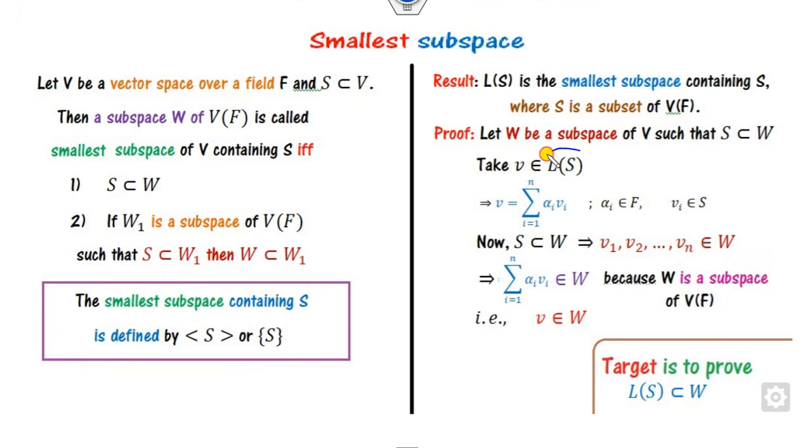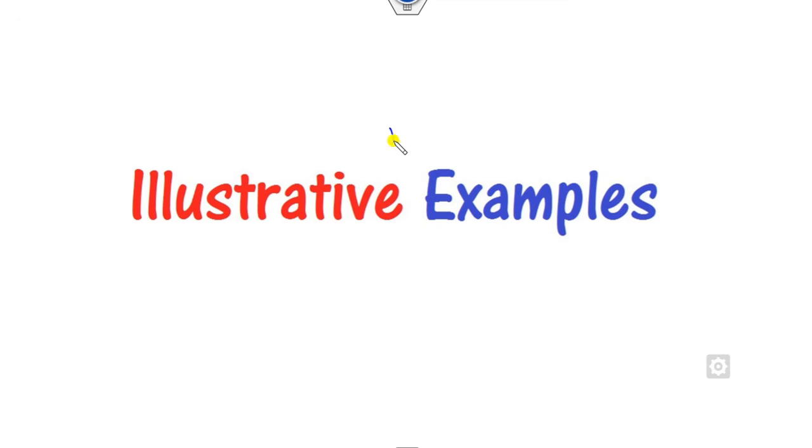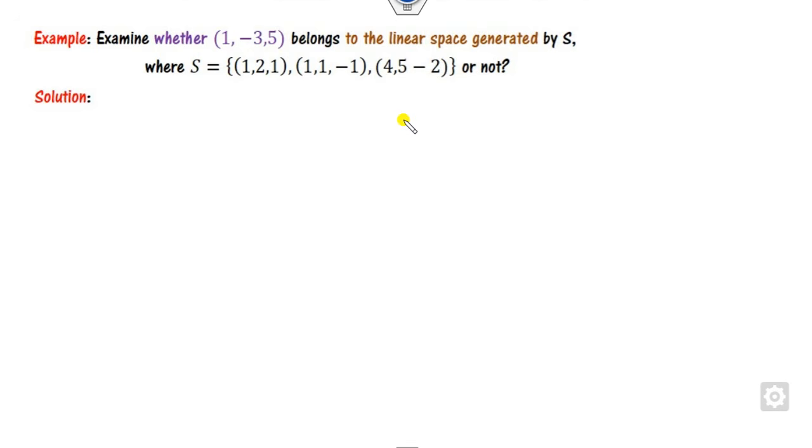So what is the meaning of that? If I start from here, you will get this value. It means L(S) is nothing but my W. So this is the definition for it. Here W1 is nothing but my W. So it means L(S) is the smallest subspace of that. Look at that, there are more examples so that you can easily understand it.